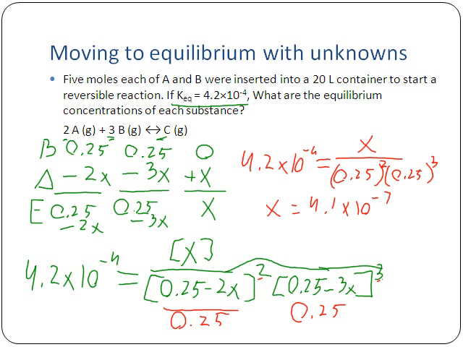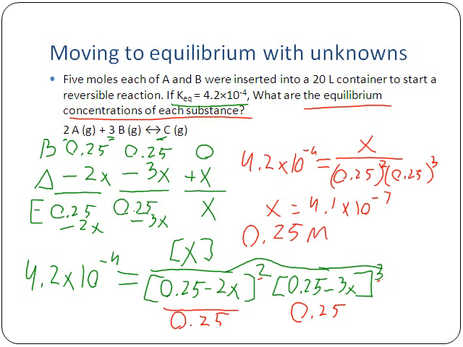And if that's true, then is it reasonable that my assumption here, 0.25 minus 2 times 4.1 times 10 to the negative seventh, is basically 0.25? Most definitely. It's basically going to be 0.249999, some incredibly close number. It's very, very close to 0.25. This is a reasonable approximation to make. And if this is the case, the question is, what are the equilibrium concentrations of each substance? Here we started off with the equilibrium concentration of A being 0.25 minus 2x. Well, 0.25 minus 2x is basically going to be, since x is so small, 4.1 times 10 to the negative seventh, basically 0.25 molar.